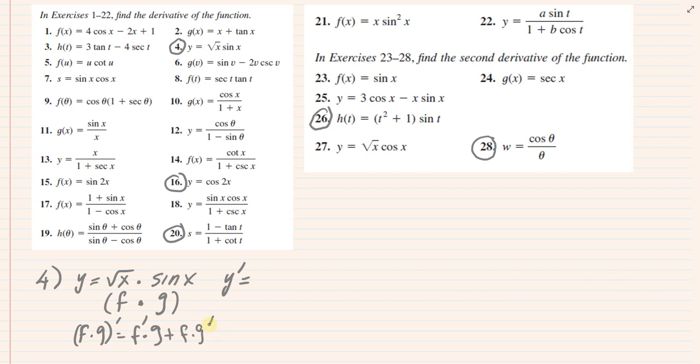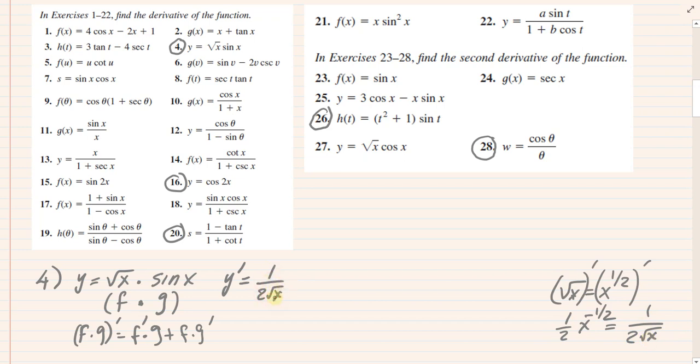Now, derivative of square root of x, and if you recall, the square root of x is x to 1/2. So this will be easier to find the derivative of in the power form. Okay, so that derivative is going to be 1/2 x to negative 1/2. And of course, using the negative exponent rule, we bring the negative 1/2 to the denominator, so we get 1 over 2 square root of x. So the derivative of first, that's 1/2 root x, sine x, plus first times derivative of the second. Derivative of sine is cos x. And there you have it.